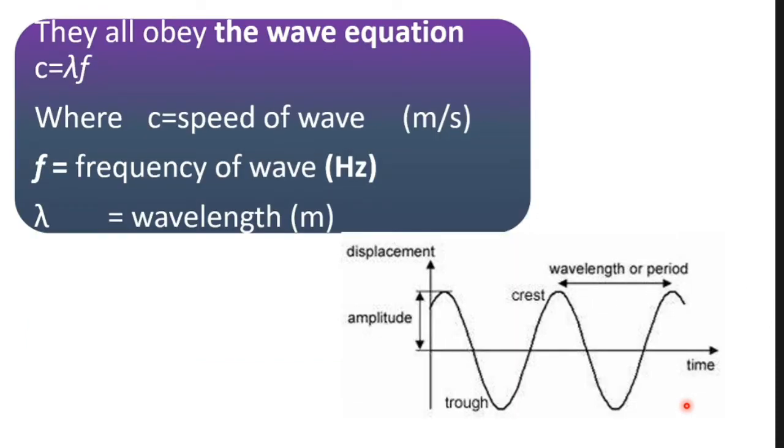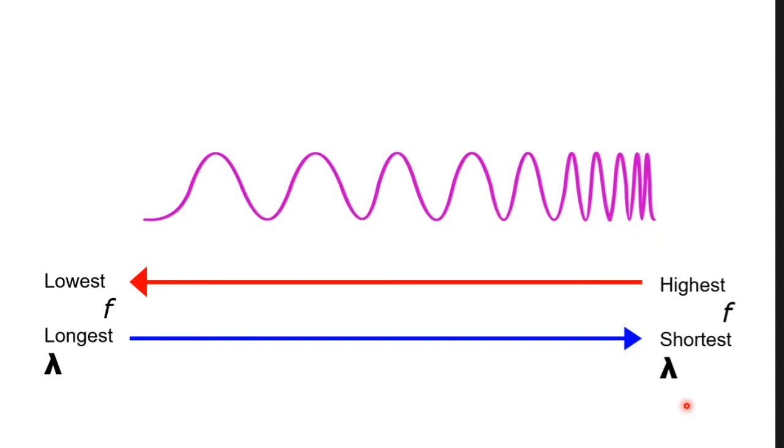These waves obey the wave equation c = λf, where c is the speed of the wave, which is 3 × 10⁸ meters per second. f is the frequency, meaning waves per second, and is measured in hertz. λ is the wavelength. It is the distance from the peak of one wave to the next one, and the unit is meter. The frequency and wavelength are inversely proportional to each other, meaning as the frequency increases, the wavelength will decrease.